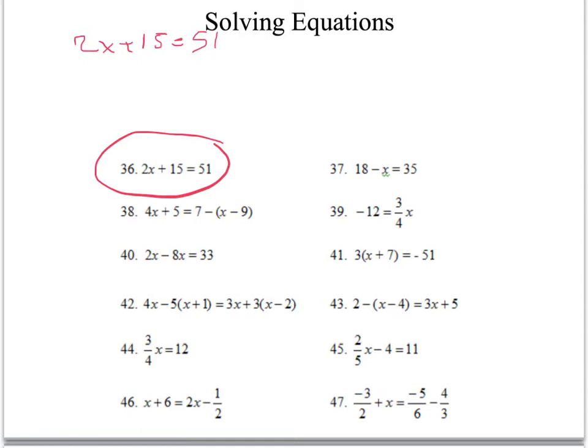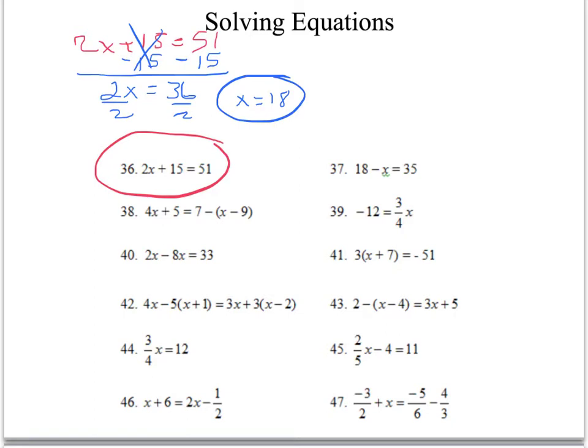In other words, some guys would divide the whole equation by 2. I've seen that mistake plenty of times. That's not correct. Reverse order of operations tells us we have to get rid of the 15 first because of course we're trying to isolate x. The reason I subtracted 15 is because positive 15 minus 15 is 0, and we're one step closer to isolating our x. Now we have 2x equals 36. And then we can divide both sides by 2, and of course x equals 18. That's the answer to number 36.